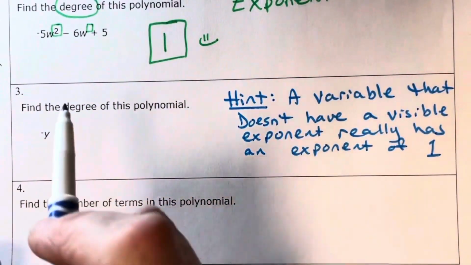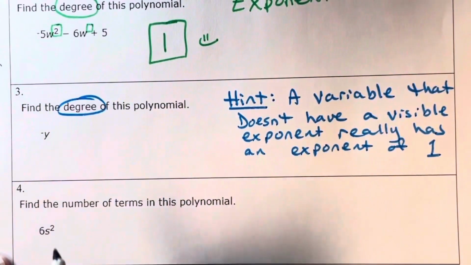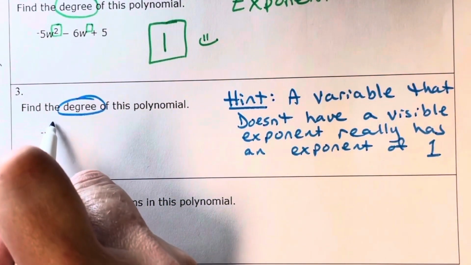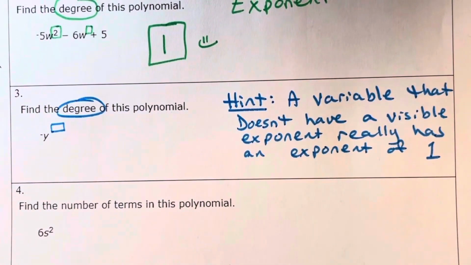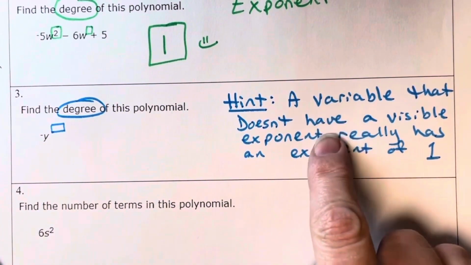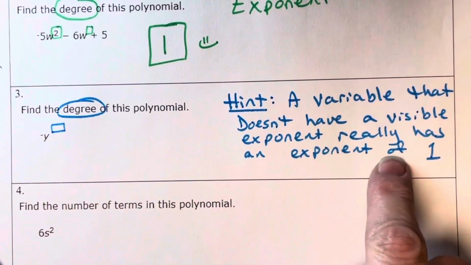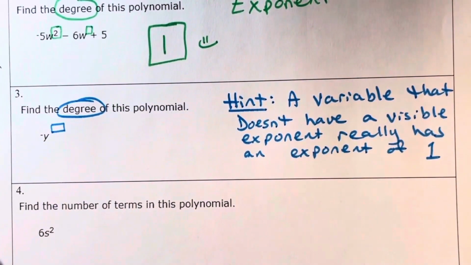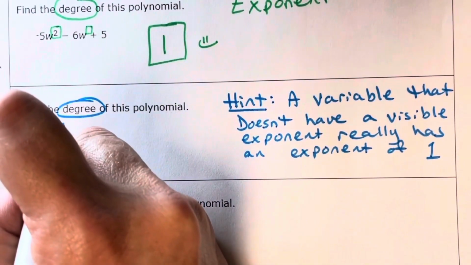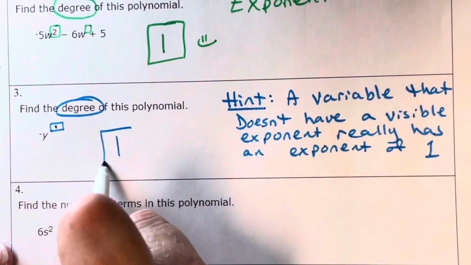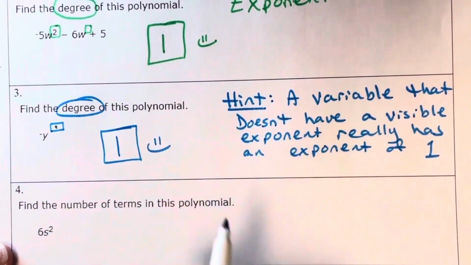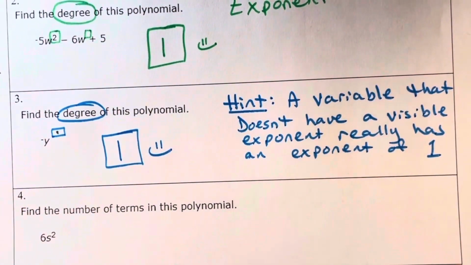In our third example, we're again looking for the degree. But here on my tiny little polynomial, I don't have an exponent showing. So we have a reminder, a hint that says, hey, if you don't have a visible exponent, then really you have a degree and exponent of 1. So anytime you don't have a visible exponent on a variable, you know that it's actually an exponent of 1.